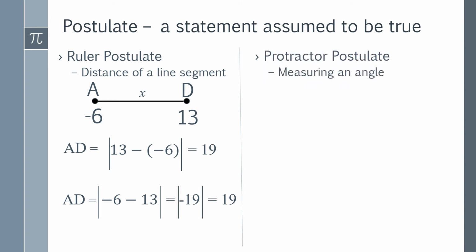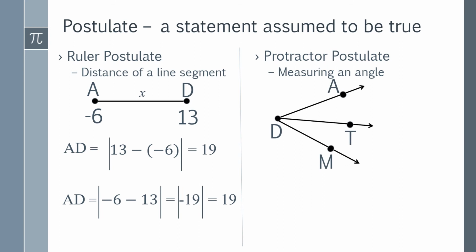The protractor postulate is dealing with measuring angles. Here we have 3 angles. The main angle is angle ADM, and then it's broken up into 2 pieces, angle ADT and angle TDM. So what the postulate says is that the measure of angle ADT plus the measure of angle TDM is equal to the measure of angle ADM.